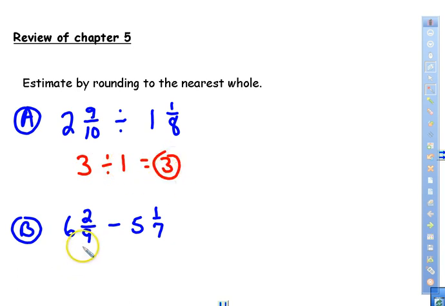Now looking at letter B, again, half of 9 is 4.5, so it's less than that, so it's going to round to a 6, minus 5 and 1/7. The 7, again, if I had a 3.5 or more, that would then round up. It is less, therefore it is 5, and 6 minus 5 is 1.